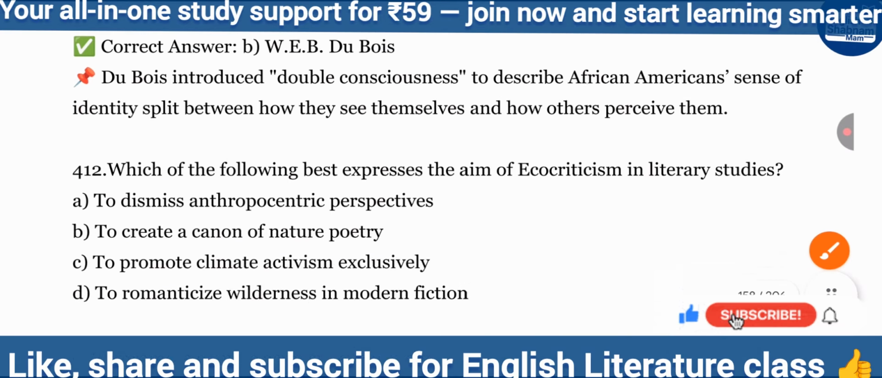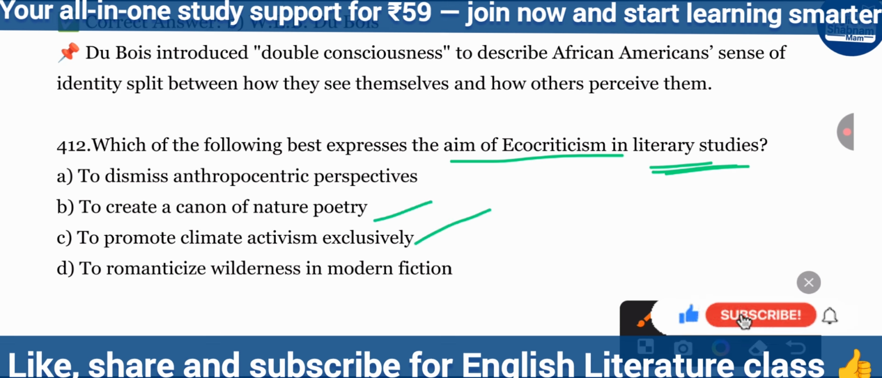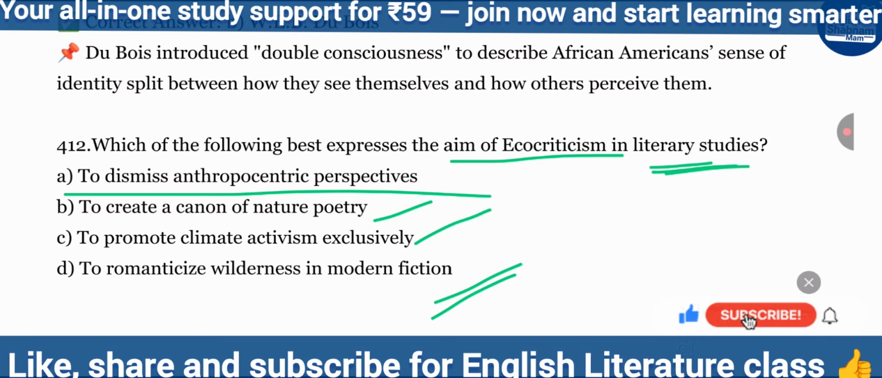Okay. Next one we have: which of the following best expresses the aim of eco-criticism in literary studies? Option A, to dismiss anthropocentric perspectives. Option B, to create a canon of nature poetry. Option C, to promote climate activism exclusively. Option D, to romanticize wilderness in modern fiction. Which of the following best expresses the aim of eco-criticism? The correct answer is option A, to dismiss anthropocentric perspectives.